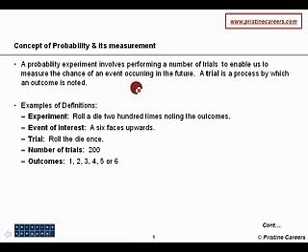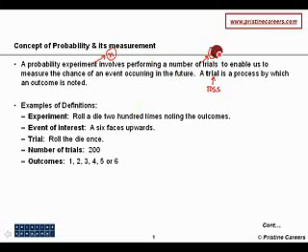If I keep tossing this coin n number of times, then the trial would be tossing a coin, and if I keep tossing this coin again and again n number of times, then it would essentially be an experiment with n trials. In case I am tossing it 1,000 times, then n would be 1,000.